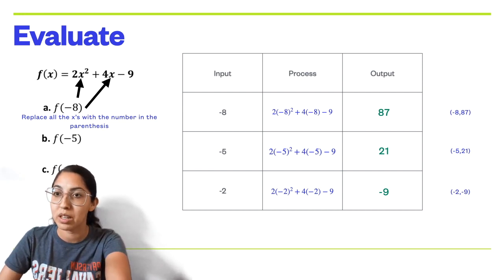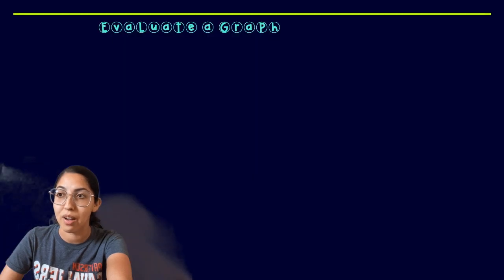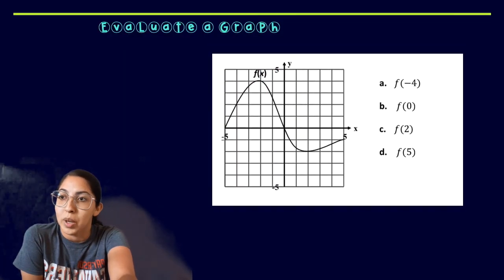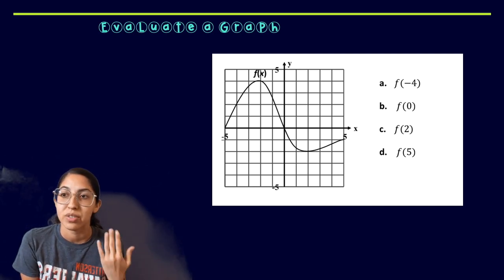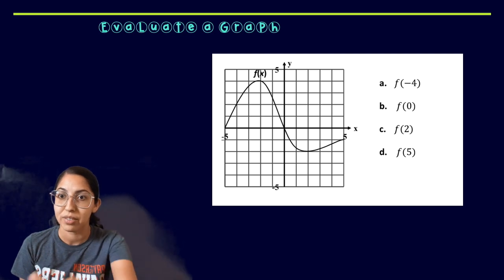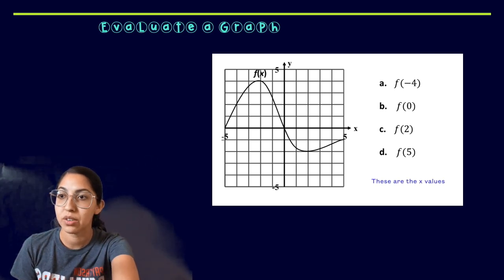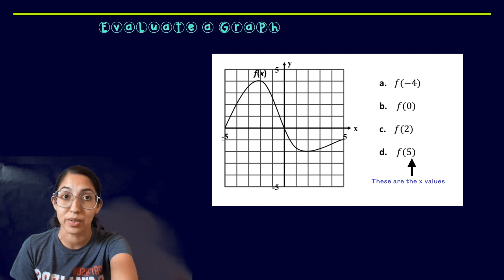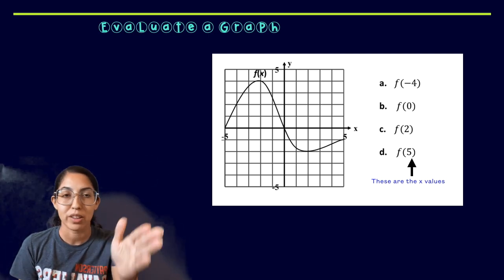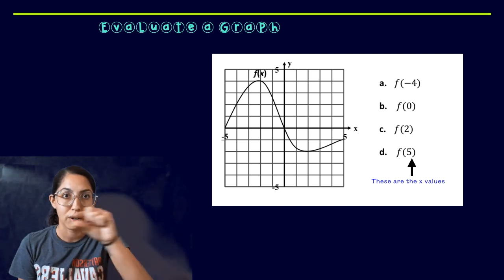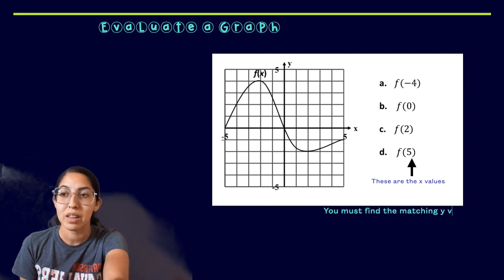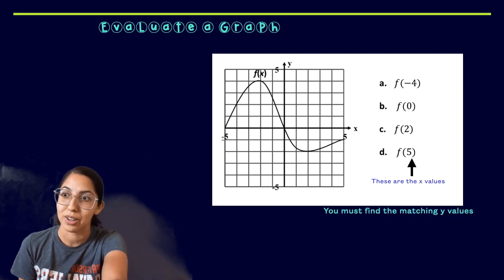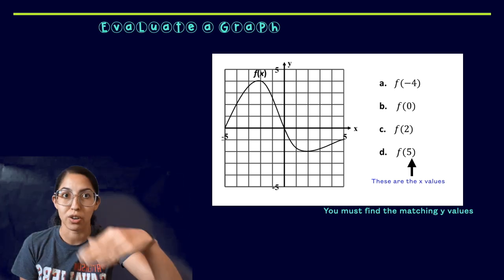Our next part is we are going to evaluate a graph. Okay, so we have a graph. We want to evaluate this graph at f of negative 4, f of 0, f of 2, and f of 5. Anything in those parentheses is our x value that we're looking at. Remember, x values go across horizontally. So let's find our first one. All we're doing is finding the matching y value to that x value that is on the curve.